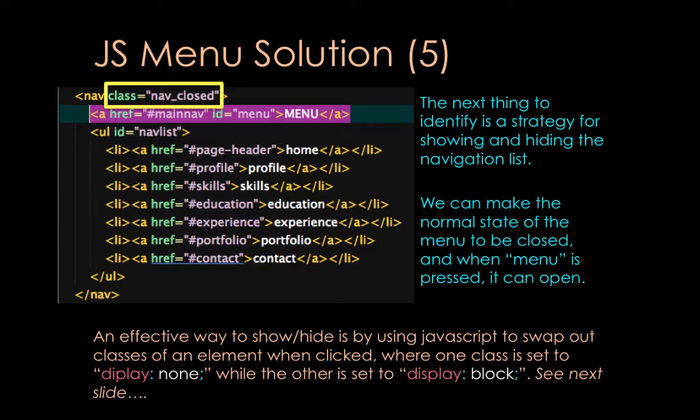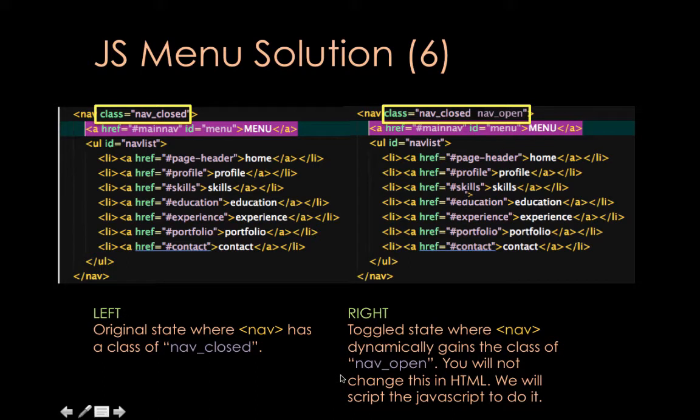And an effective way to show and hide is by using JavaScript to swap out classes of an element when it's clicked, where one class is set to display none while the other is set to display block. This isn't something that, by the way, you actually put into your HTML. I just want you to compare on the left and the right. This is what is going to end up happening on the fly dynamically in the browser whenever JavaScript does what we're going to tell it to do in a little bit. Basically, it's going to add another class to the class attribute. So if you look on the right side, you see class equals nav closed, and then there's a space and that says nav open. And that nav open is going to override the display none that we set to nav closed, and it's going to basically tell it to display as block.